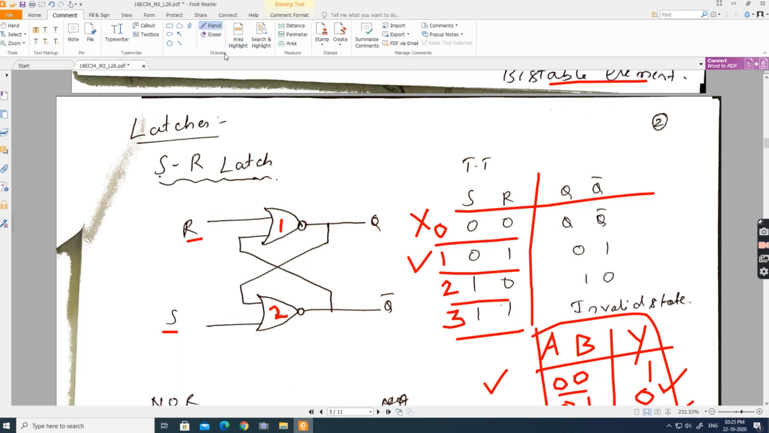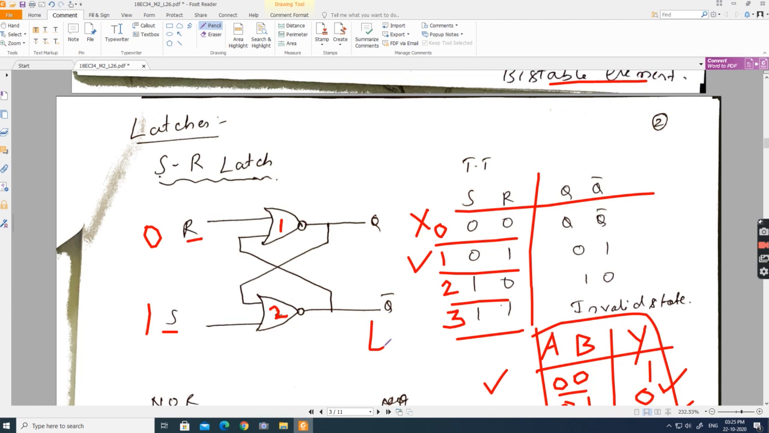Now tell me the next condition. Second condition: S is 1 and R is 0. Now which NOR output can I predict, second or first? Second, sir. So this second one is 1, correct?